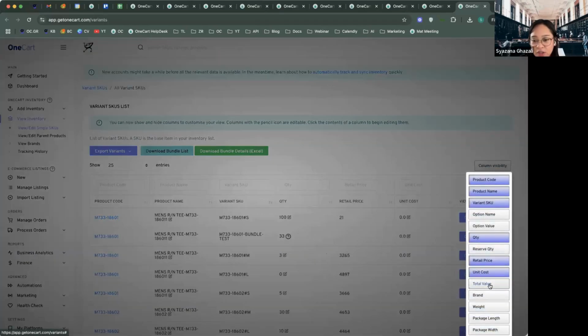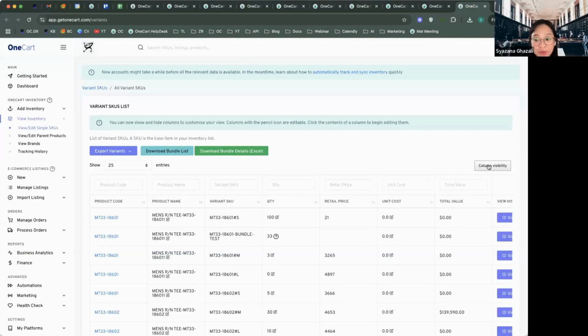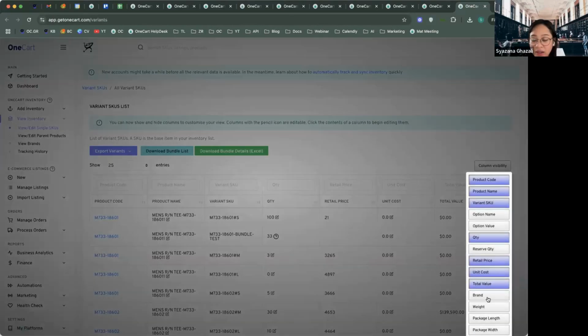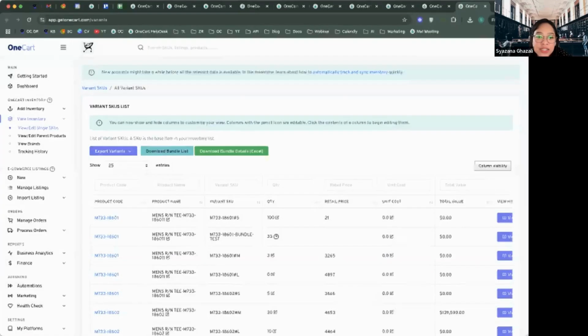What we want to see is the unit cost, and you see the total value will later be computed by OneCart. So this total value will not be uploaded by you. It will be calculated by OneCart. But going back to what I was saying, what we want to see is this unit cost price be uploaded first, and then you will see the data be accurate.